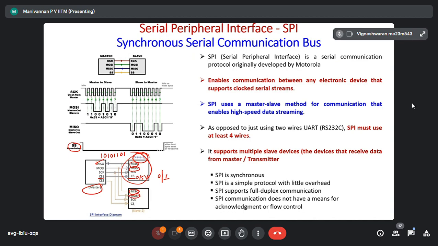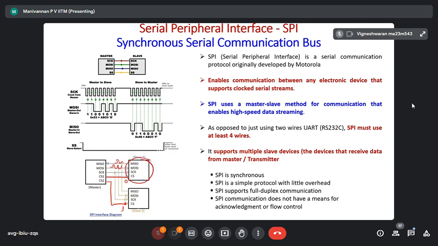Please see that the MISO and MOSI are connected in parallel. Correct? But the chip select alone is separate. So this one goes to the first device, this one goes to the second device. That means if this device is 0 and this device is 1, if I send some data in this or in this, it will go only to this device.